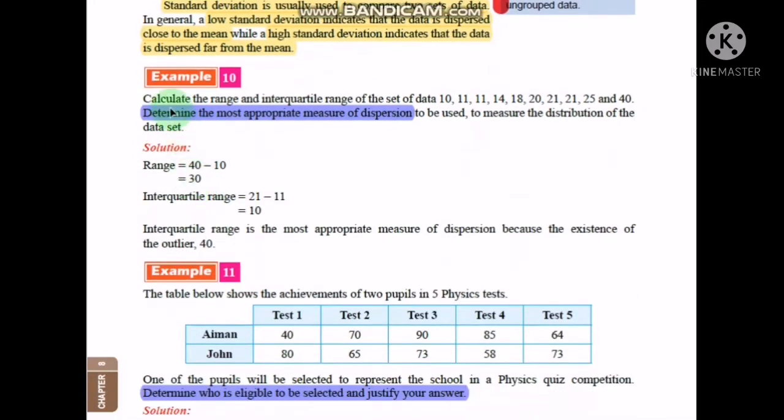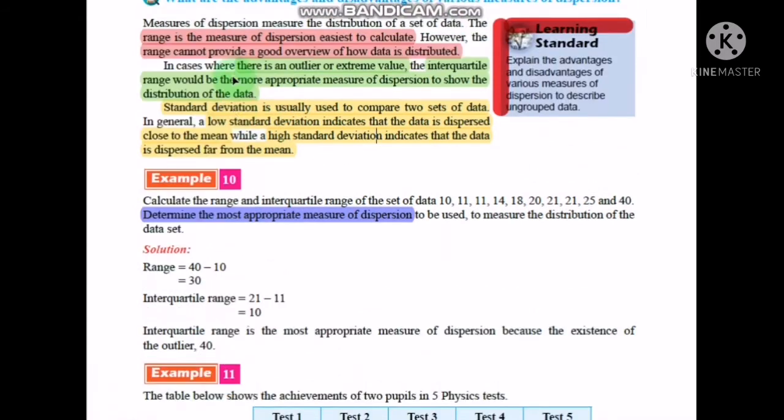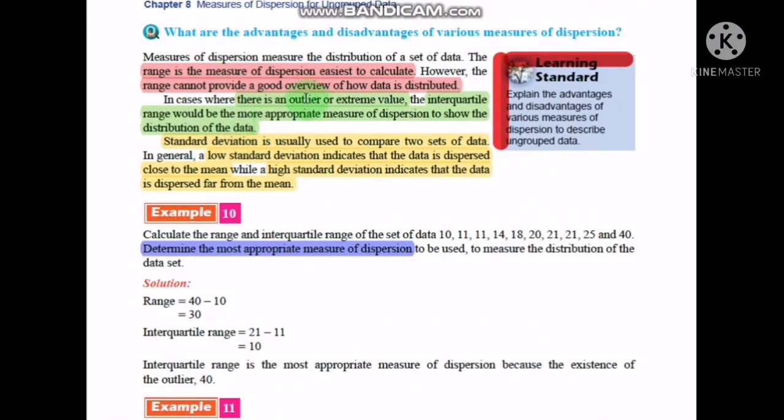If you can see example 10, calculate the range and interquartile range of the set of data 10, 11, 11, 14, 18, 20, 21, 21, 25, and 40. Okay, as you know before this, you already know the terms outlier or extreme value. So this is what it means by outlier or extreme value. This one, 40. This 40 is what we call an outlier or extreme value.